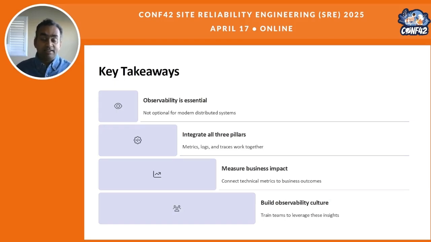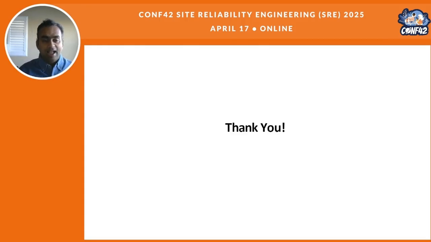Build an observability culture. This one is the most important one. We have to train our teams to develop an appreciation and an eye to leverage these observability metrics that will help them connect the dots. I hope this session was helpful to all of you to understand and acknowledge the importance of designing and developing various observability measures to further enhance operational efficiency in large-scale distributed systems.